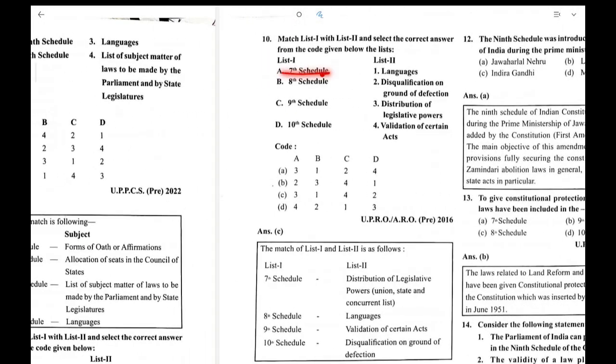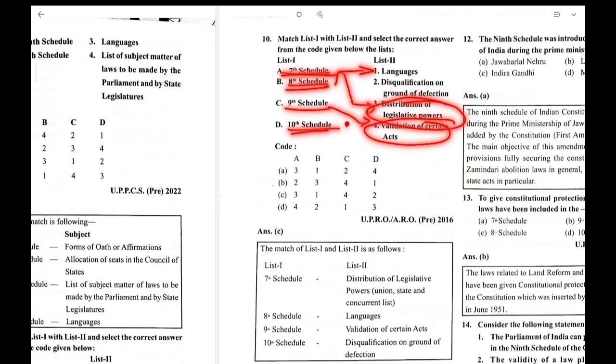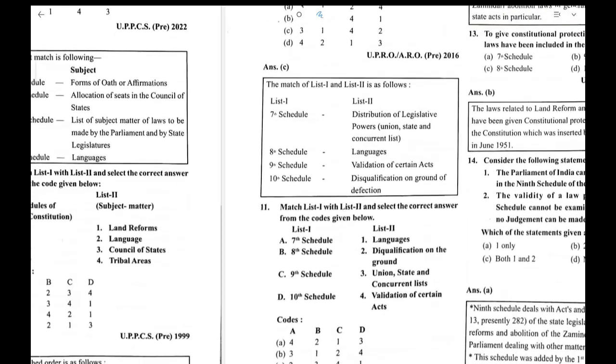Now seventh schedule provides for distribution of legislative power. Eighth schedule provides for languages. Ninth schedule provides for validation of certain act. 10th schedule provides for disqualification on ground of defection. 10th schedule was added by 52nd Amendment Act. ठीक है, so correct answer here is C.